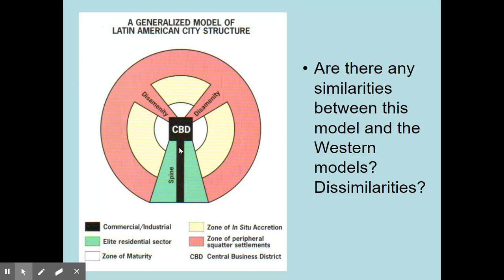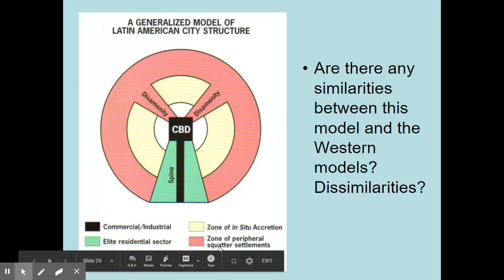And this would be the most exclusive fancy housing right here. And then right in here, this is the zone of the market and the industrial zone. But then out here, all along the edge, on the outer parts of the city, are what's called the squatter settlements or the peripheral zone.